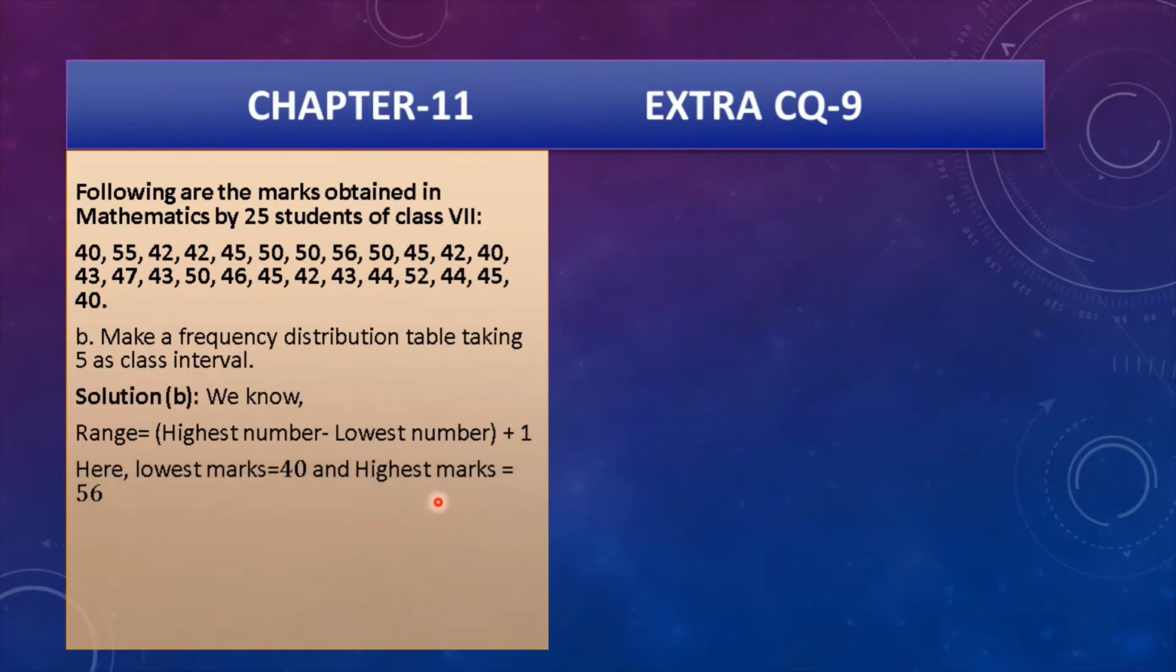So here the lowest mark equals 40, as you can check from this data, my dear. Here the lowest mark is 40 and the highest mark equals 56. You have to check very carefully, my dear, that 56 is the highest mark from this data. So the range of the data equals 56 minus 40 plus 1, that is 16 plus 1, because the difference of 56 and 40 is 16. And 17 is the range of the data.